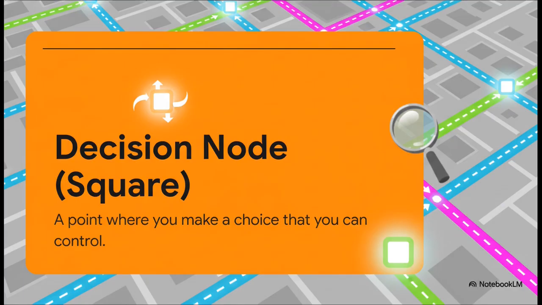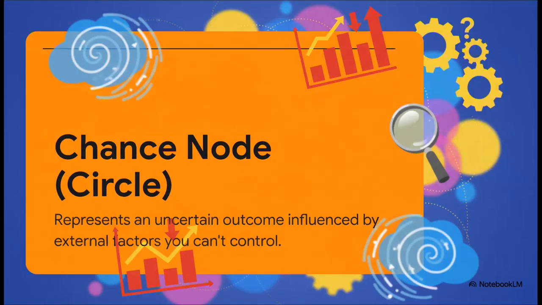Simple as that. Next, you've got the circle. This is a chance node, and it represents a moment of uncertainty. It's for all the stuff you can't control, things like what the market's going to do or what your competitors are up to. It's where luck or probability enters the picture.